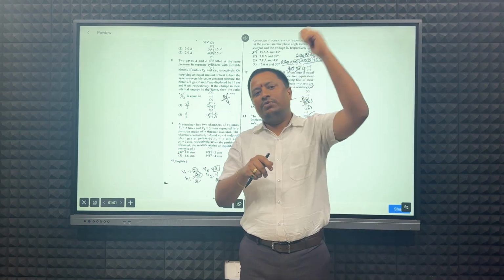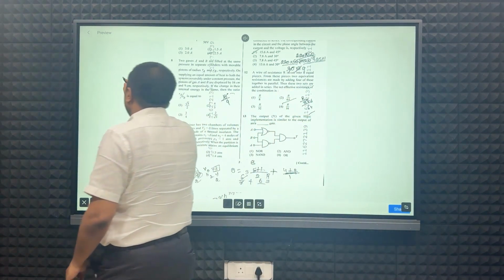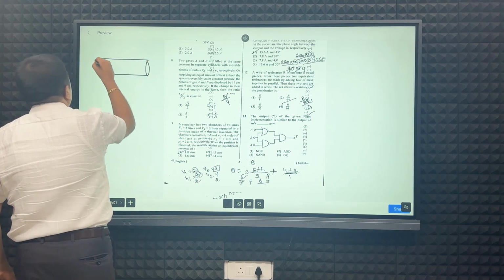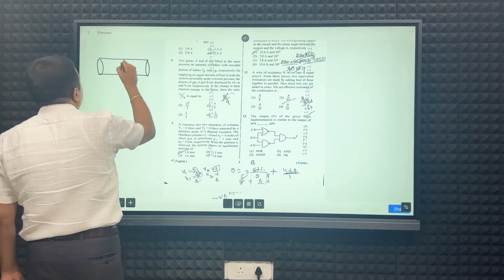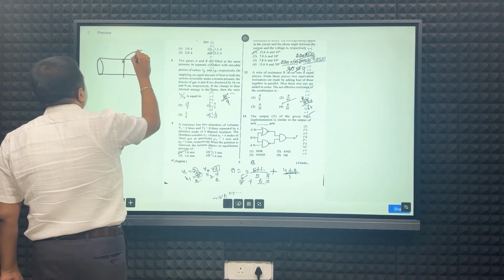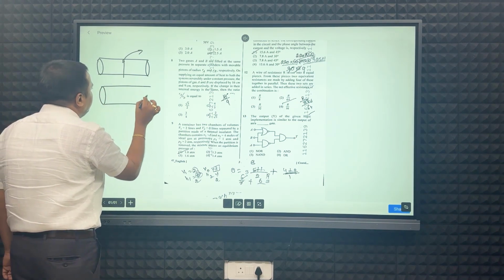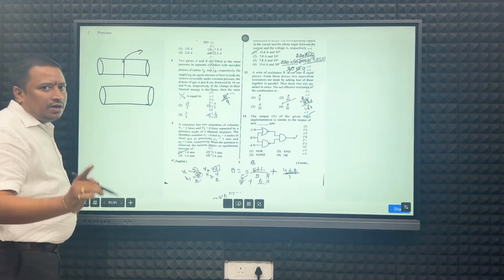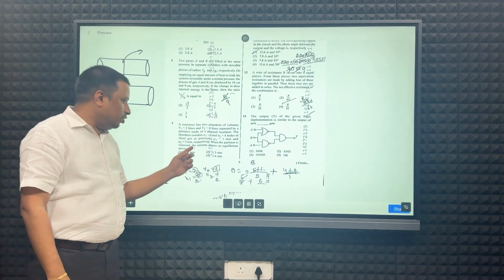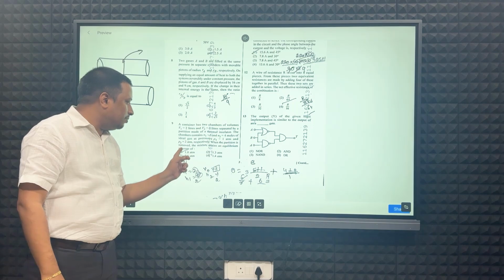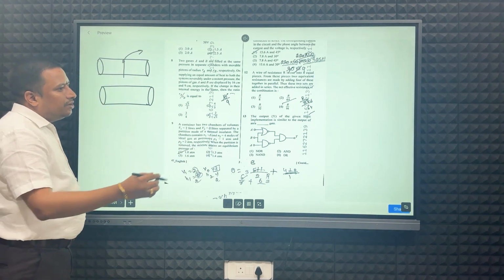What we have done? We have removed the partition. Earlier the cylinder was partitioned. Now they have removed this partition. So what will happen? The gases will mix again. Now we have to apply law of mixture. When the partition is removed, the mixture attains an equilibrium pressure. What will be the equilibrium pressure?